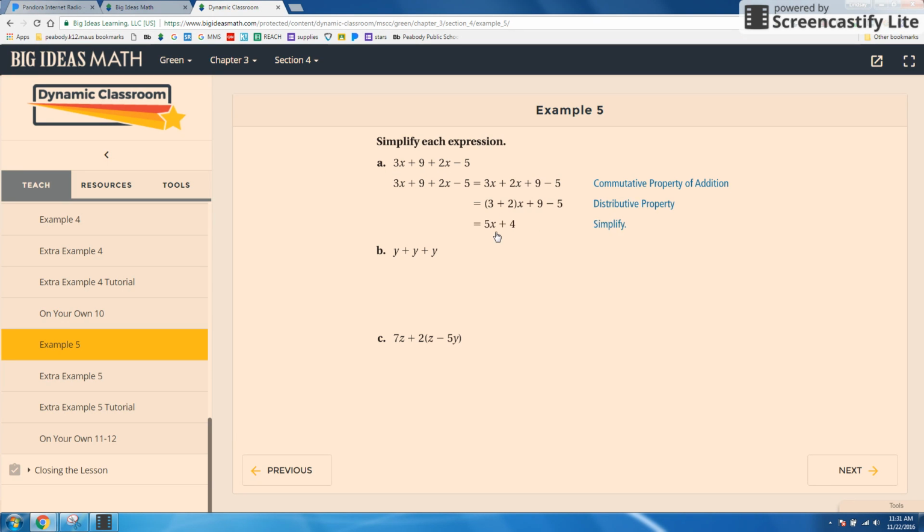So your final answer for this is going to be 5x because you're adding the 2 coefficients with the same variable. You can only do it if they have the same variable. And then 9 minus 5 is 4, and then there was a plus sign between them.